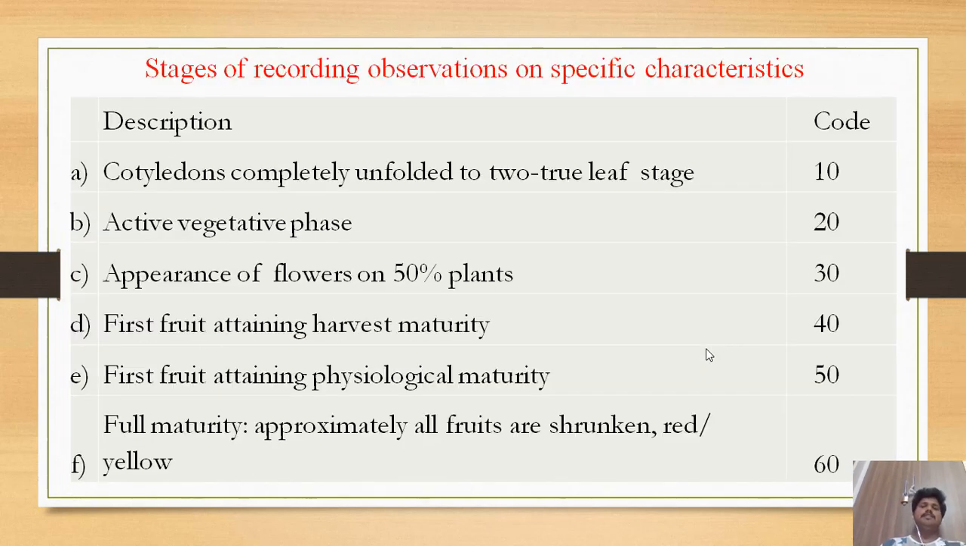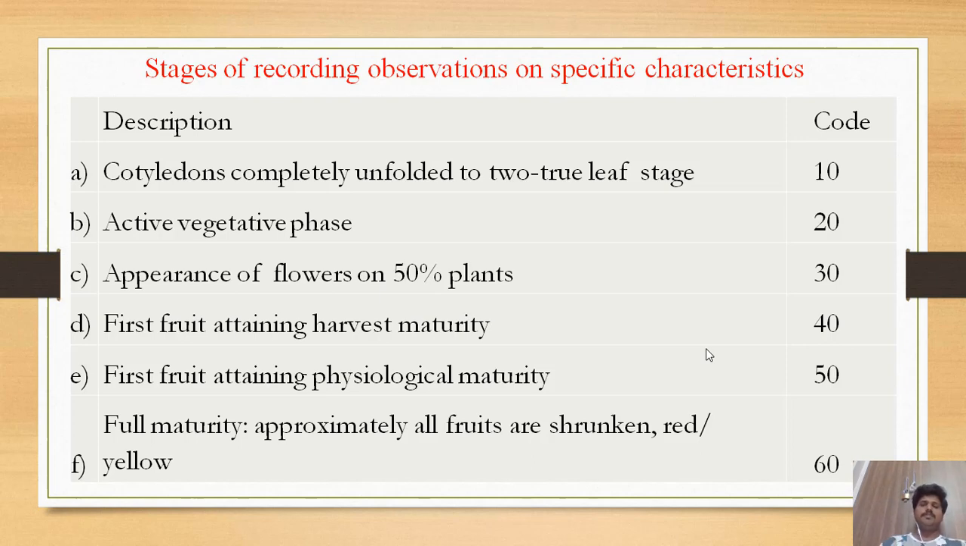Then stages of recording observations on specific characteristics. So you need to look for these characters at a particular point of time throughout this growth period. Here a few things are listed: cotyledons completely unfolded to true leaf stage, true leaf stage, and then active vegetative stage. Appearance of flowers on 50% of the plants, that is called days to 50% flowering, and the first fruit attaining harvest maturity, and then first fruit attaining physiological maturity.